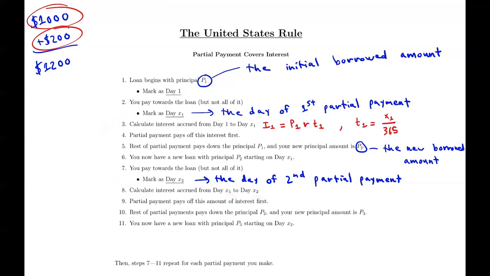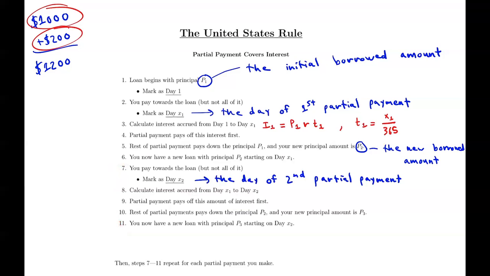And so we take off that interest first, and then whatever we have left over goes towards the principal, which in this case is P2. We get a new principal amount of P3. It's however much we have left over. And then basically we have a new loan, again, with principal P3, and it just starts on this extra day. And then we just repeat all of this until we finish paying off the loan. And that's basically it right there. It's just steps 7 through 11, repeating over and over.